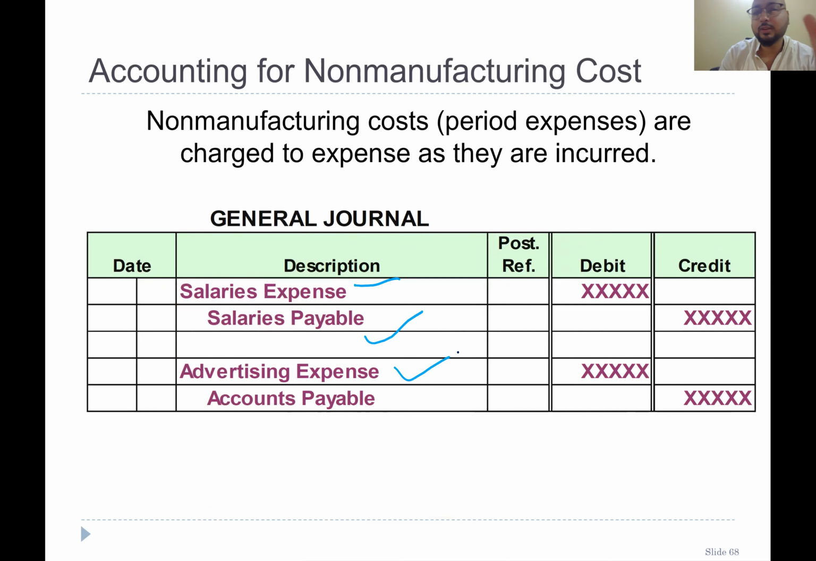Similarly, with an expense not being paid, advertising expense to advertising expense payable or accounts payable, whatever, you can do that. You can create a liability. Chandra, Arone, understand? Yes, understand. Yes. Good.